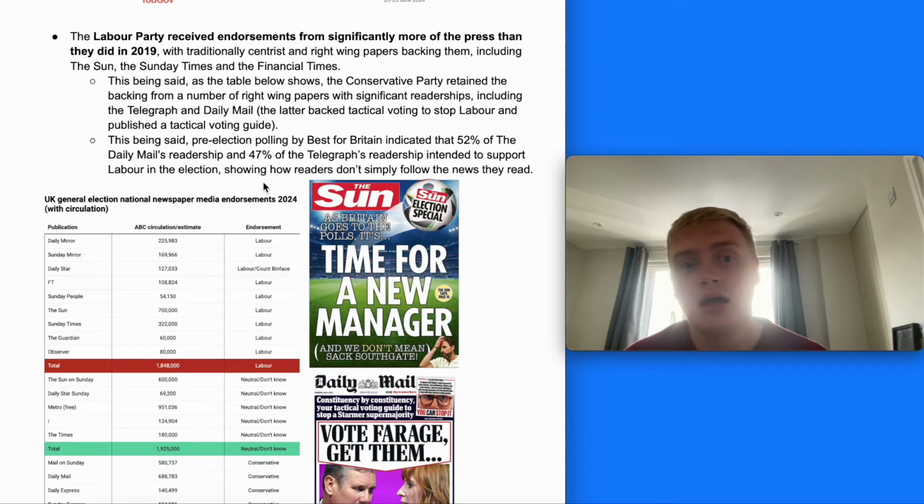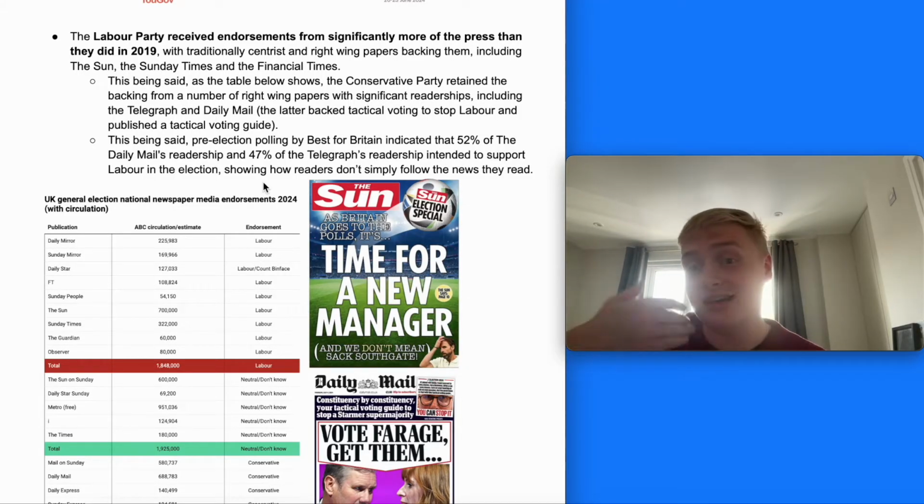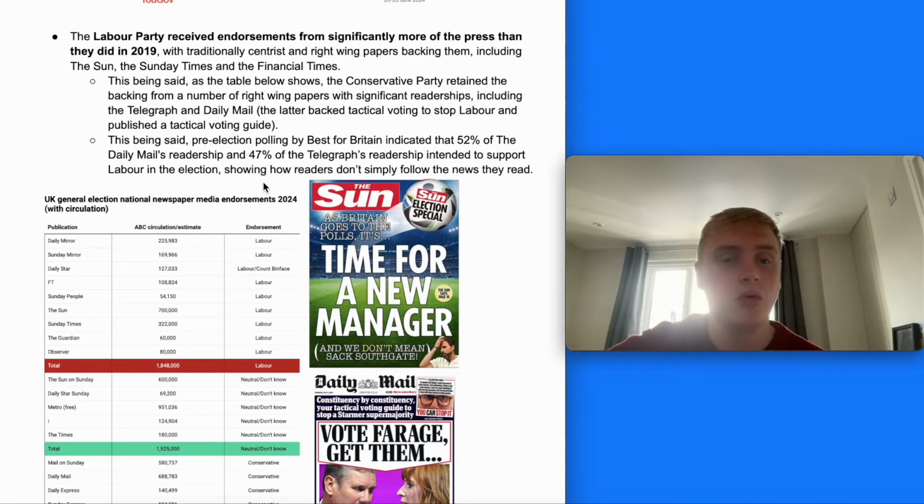The Daily Mail in particular backed tactical voting to stop Labour and published a tactical voting guide. This being said, pre-election polling by Best for Britain indicated that 52% of the Daily Mail's readership and 40% of the Telegraph's intended to support Labour in the election, showing how readers don't simply follow the news that they read, and we shouldn't necessarily see the media as having too important a role.